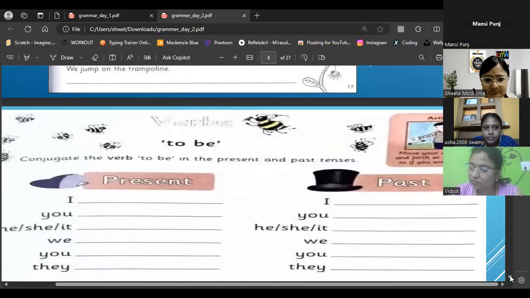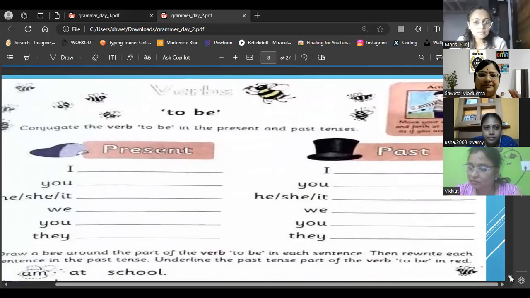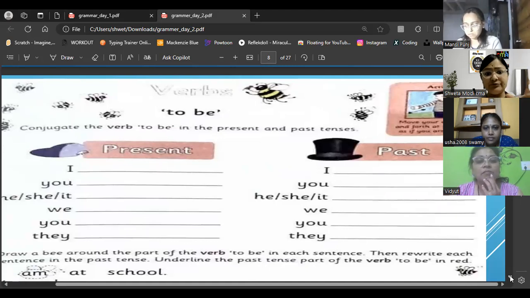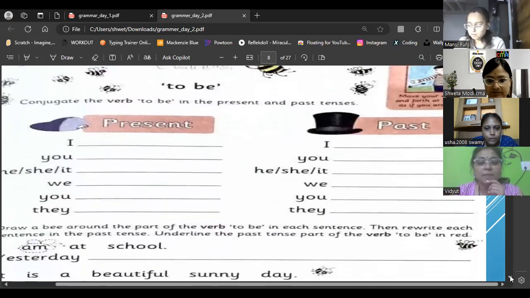So we teach them I am, you are, we are, they are, he is, she is, it is. This is called subject verb conjugation. These are helping verbs.